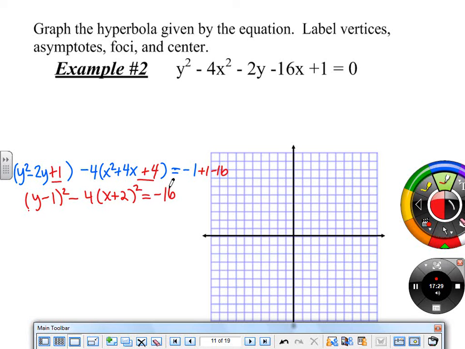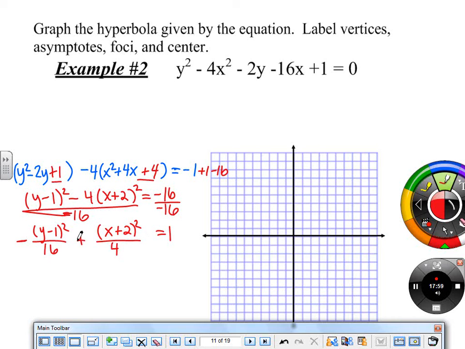Now a hyperbola, just like an ellipse, we would like the equation to be set equal to 1 if we want to see those important values in the right place in our equation, the a and the b and stuff. So I'm going to divide everything by negative 16. So I have 1 on the right side. Then on the left side, I have y minus 1 squared over 16, but that term is negative. And then I have x plus 2 squared over 4, and that term is now positive.